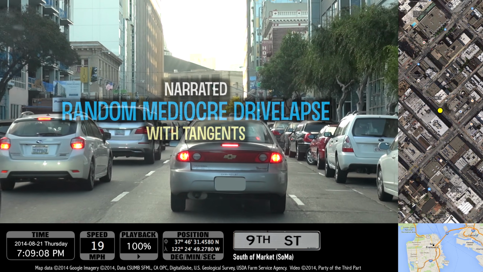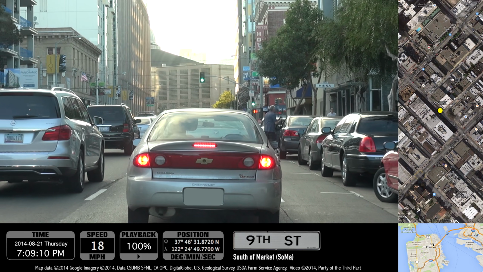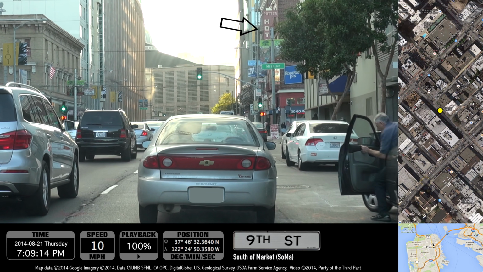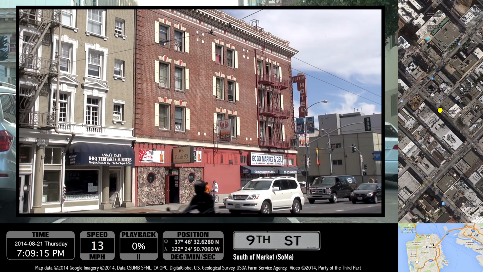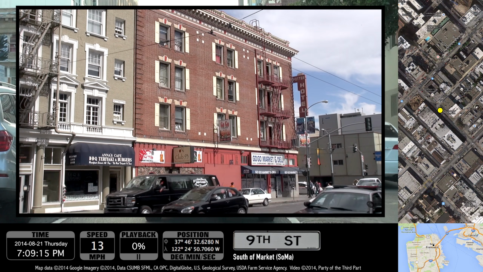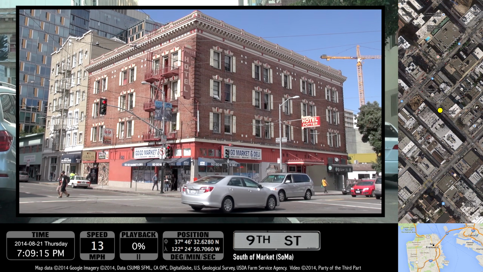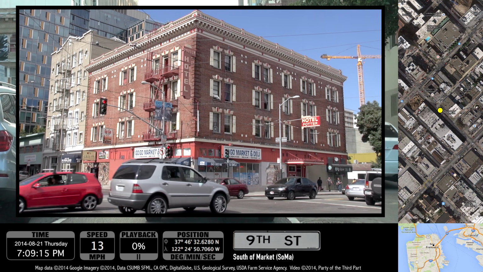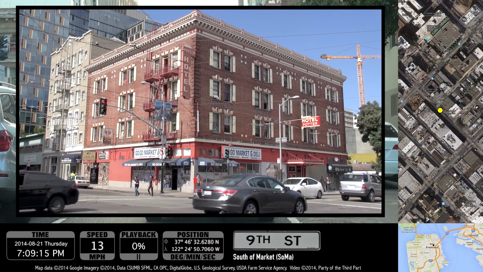Starting out on 9th Street in the South of Market neighborhood, heading north. Coming up on the right, we have a typical SRO hotel. SRO stands for single room occupancy, in other words, a residential hotel where people pay by the day, week, or month for a single room, often with a shared bathroom at the end of the hall.